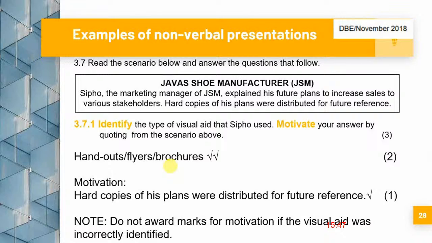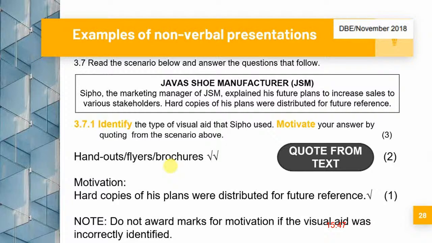Remember, when we are motivating, we are quoting from the text. So he uses hard copies of his plans, was distributed for future references. And marks will not be awarded if the visual aid is not properly identified. Because they tell you the motivation, but you had to identify the type of visual aids. So the handout, flyers, brochures, that would have been 2 marks, and the motivation would be 1.